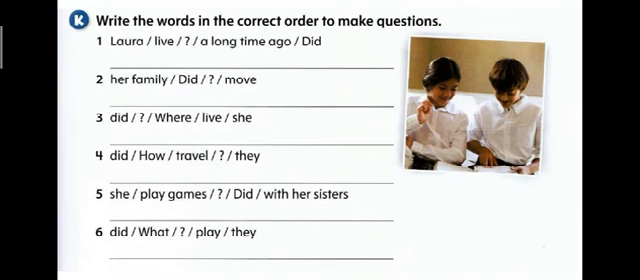Write the words in the correct order to make questions. We have the first one. Laura, live, question mark, a long time ago. Did. Oh, so I have to put did first, and then the subject, and then the verb, and then the rest of the sentence. Okay, did Laura live a long time ago? And then the question mark. Yes, that's correct. Did plus the subject plus the verb plus the rest of the sentence. Did Laura live a long time ago? Yes, she did, or no, she didn't.